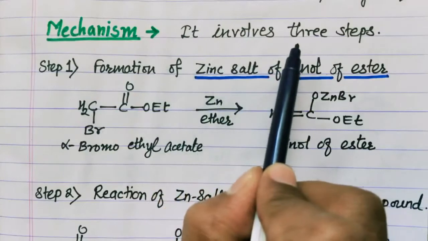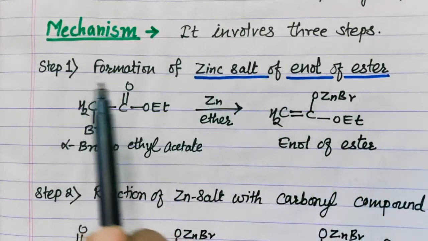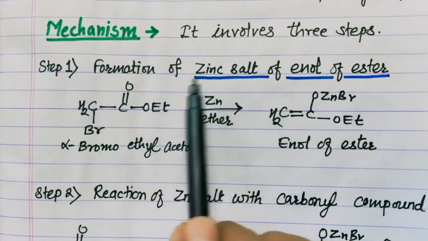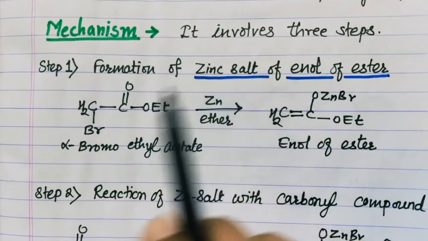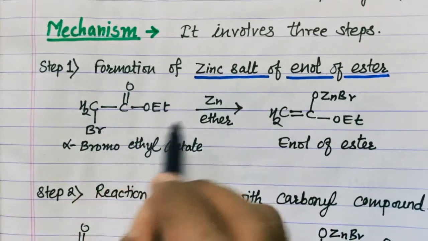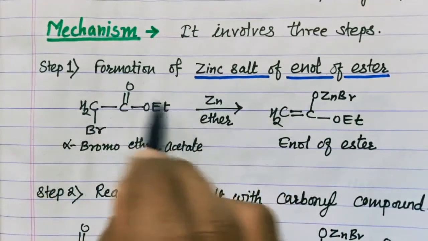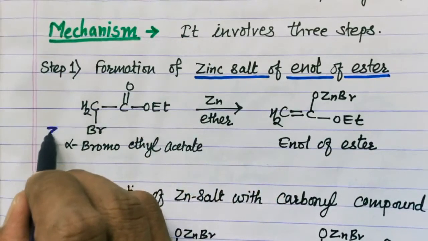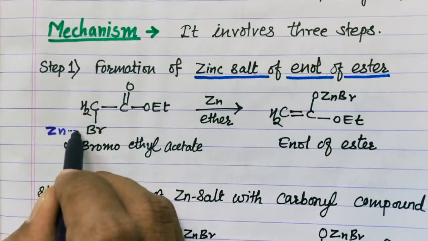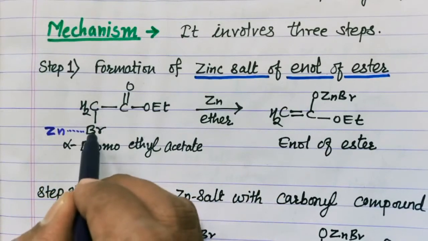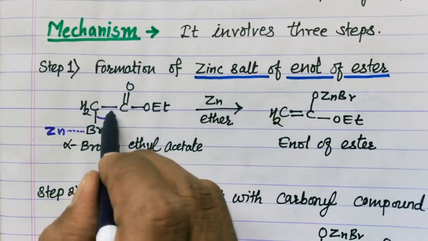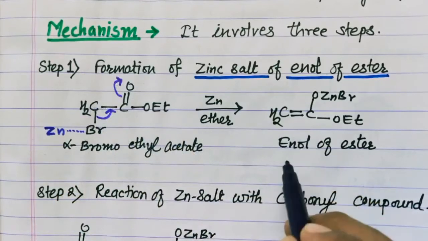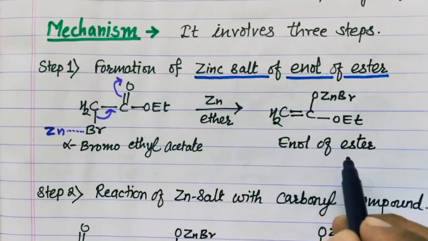It involves three steps. First step is formation of zinc salt of enol of ester. So how this zinc salt of enol of ester is formed? Initially we are taking this alpha bromoethyl acetate in presence of zinc and ether, so that zinc is going to form a bond with Br so as to it will be converted into such type of zinc enolate or enol of ester.